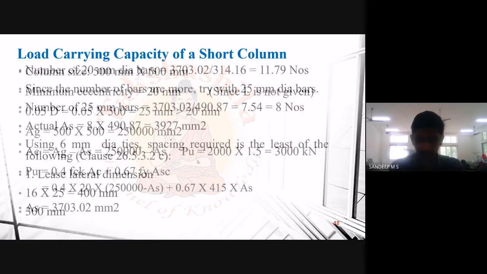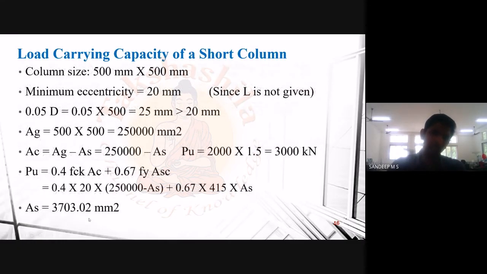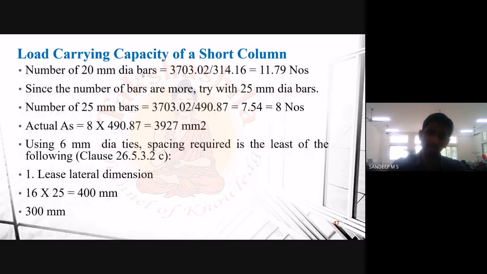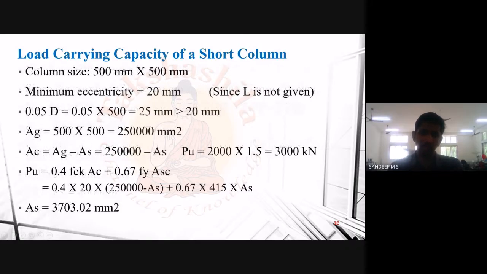Okay, so we will discuss one more. Basically, once you get the As, what you have to do is find out the number of bars required. So this is the total area. We will assume that we will provide 20 mm diameter bars, and in this case, we are getting it as 11.79 number. So we have to provide at least 12 number of 20 mm diameter bars, but that is too much for a column having a dimension of this much.